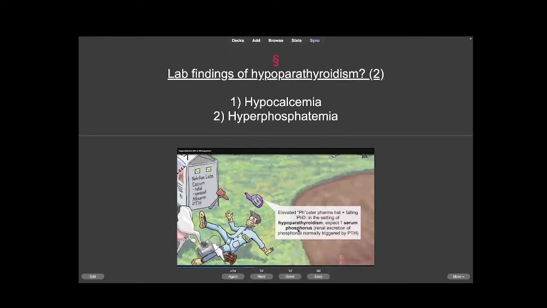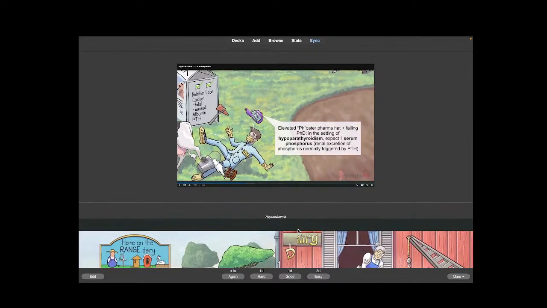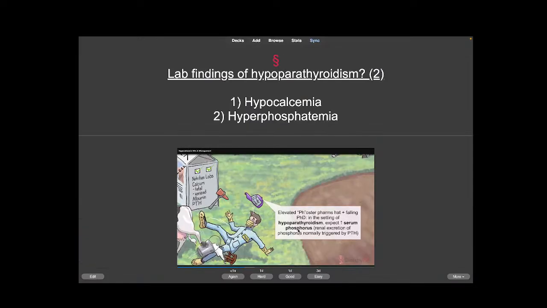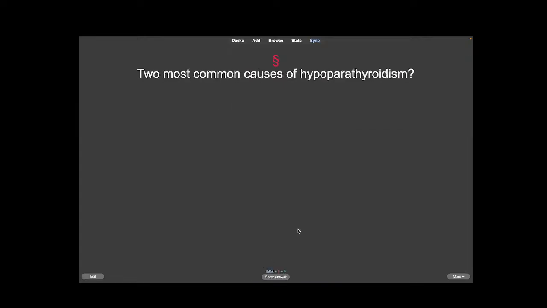So what is this? Hyperphosphatemia. Calcium decreased. And where's PTH? Well, if PTH is low, what do you get? More phosphate. Okay. And less calcium. Okay. Alright, so we're gonna have to stop.